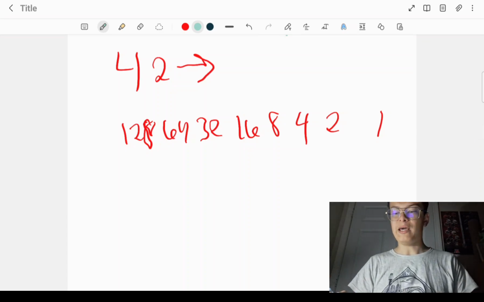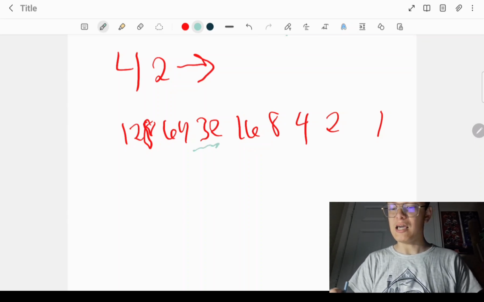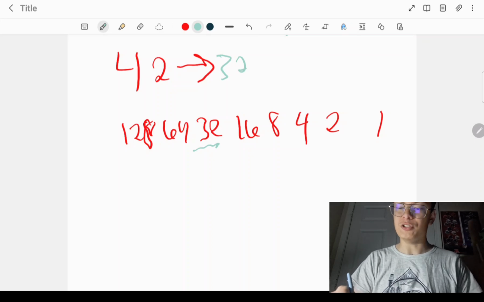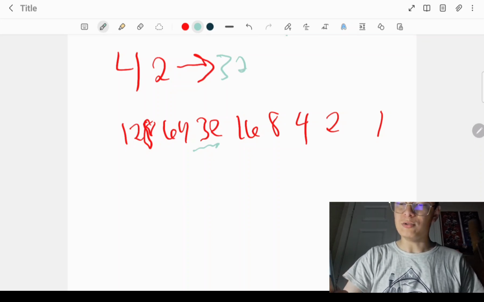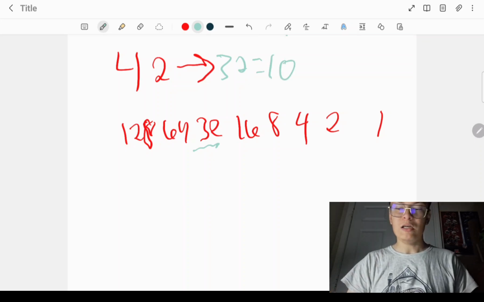We have to find any number on this screen to subtract from 42, but without going over it. So for an example, we have 42, right? So the only numbers we can use are 32, 16, 8, 4, 2, 1. But we gotta get the closest without going over, which is 32. So now we're gonna subtract 32. So 42 minus 32 is 10.